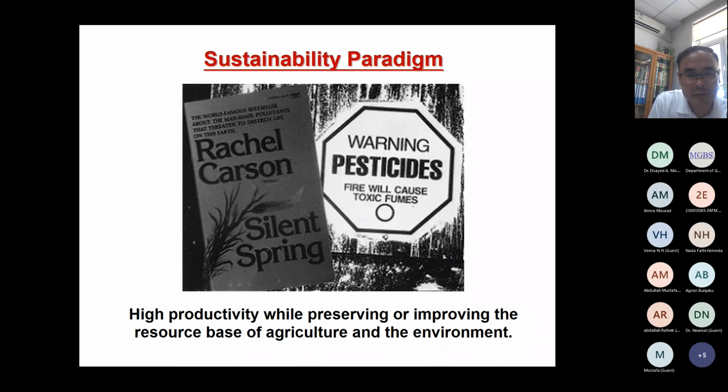Even before the Green Revolution, there was a writer, Rachel Carson. I think she wrote the book Silent Spring. She thought production was very important, but we have to improve resource utilization efficiency and protect our environment, because too many pesticides had been used in agriculture. So there was another paradigm proposed, sustainability.